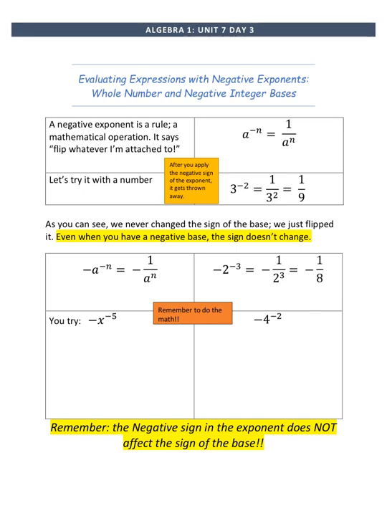It's a mathematical operation. It says flip whatever I'm attached to. The negative exponent is a tool. So after you apply it, it gets thrown away. So a to the negative n means flip the a. Now remember, you're going to go flip it.